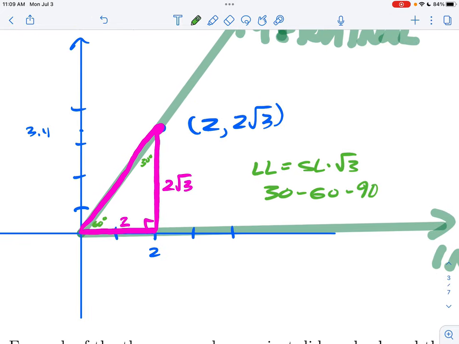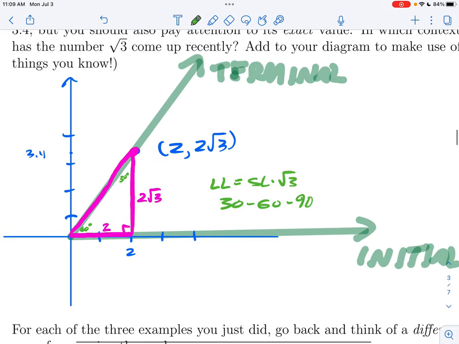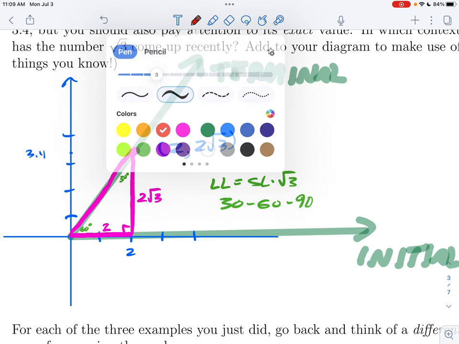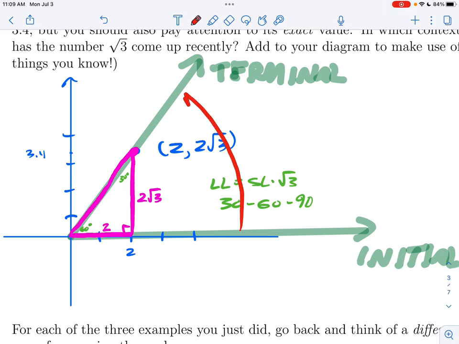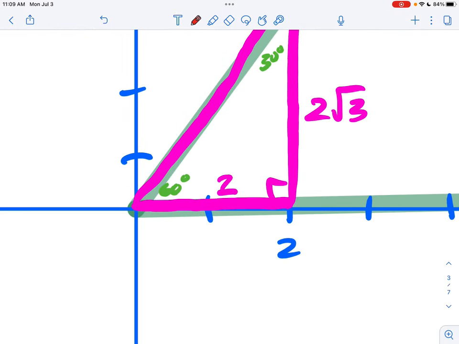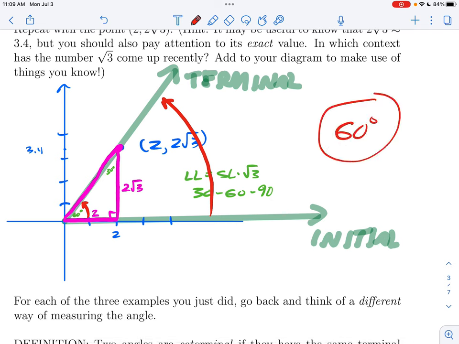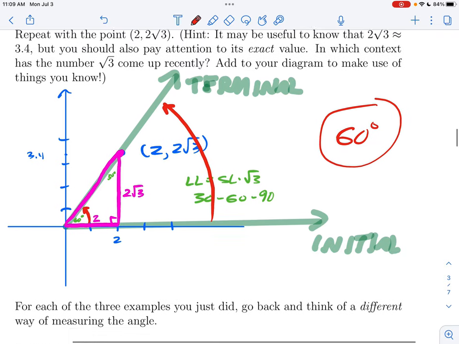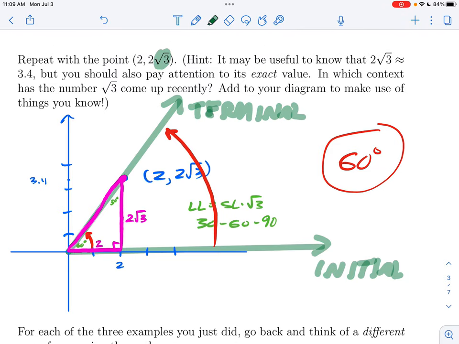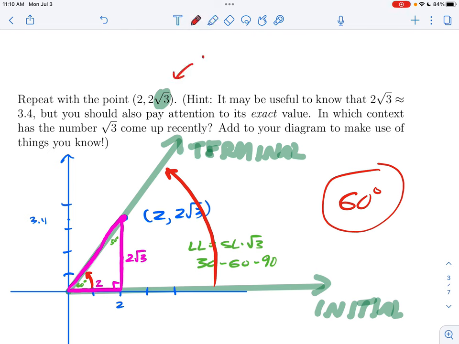Because lurking in this picture is a 30-60-90 triangle, which means big picture, if we're thinking about the total amount of rotation, how much did we rotate to get from one end to the other? Well, this total amount of angular rotation, if we zoom in, is just the amount of angular rotation down here, and that's 60 degrees in the counterclockwise positive orientation. So we're looking at a 60 degree angle in standard notation. Be on the lookout for things like square root of 3. When you see square root of 3, you want to try to draw a 30-60-90 triangle somewhere. You should be able to add to the diagram a little bit to create that kind of triangle.